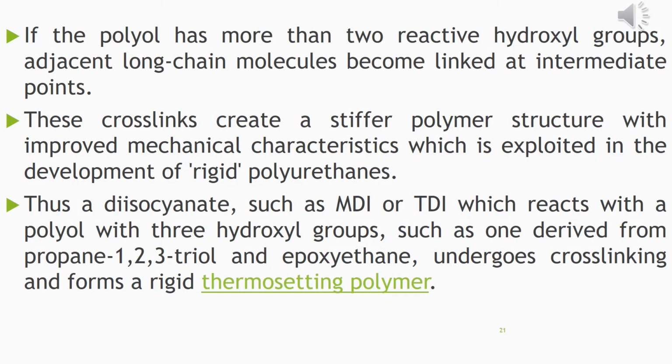If a polyol has more than 2 reactive hydroxyl groups, the adjacent long chain molecules become linked at intermediate points. So if there are more than 2 reactive hydroxyl groups, any one of the adjacent long chain molecules will be linked at the intermediate points. So this will create cross-linking. A stiffer polymer structure will be produced, and the mechanical characteristics of that polymer will be improved, which is exploited in the development of rigid polyurethanes, the cross-linking.